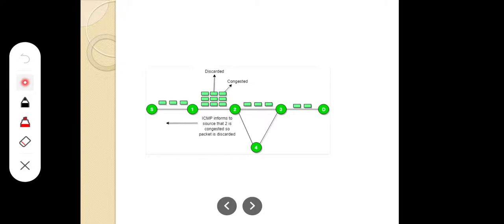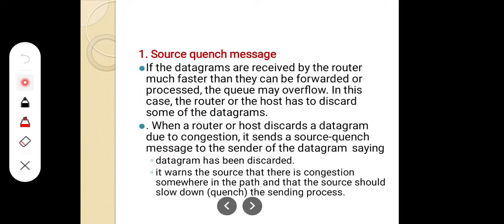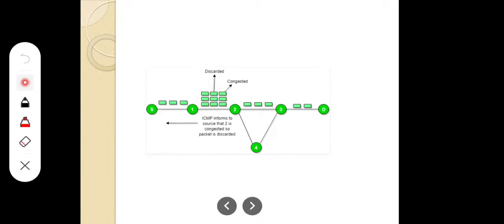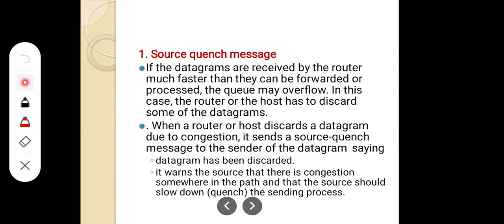You have to slow down the transmission, otherwise there can be more congestion in the future. So these 2 messages are sent from the router to the source. This is an ICMP message. Now we will go into the explanation. If the datagrams are received by the router much faster than they can be forwarded or processed, more datagrams have reached here than it can handle, and some will be lost. Clear? In such cases it cannot forward or process them.